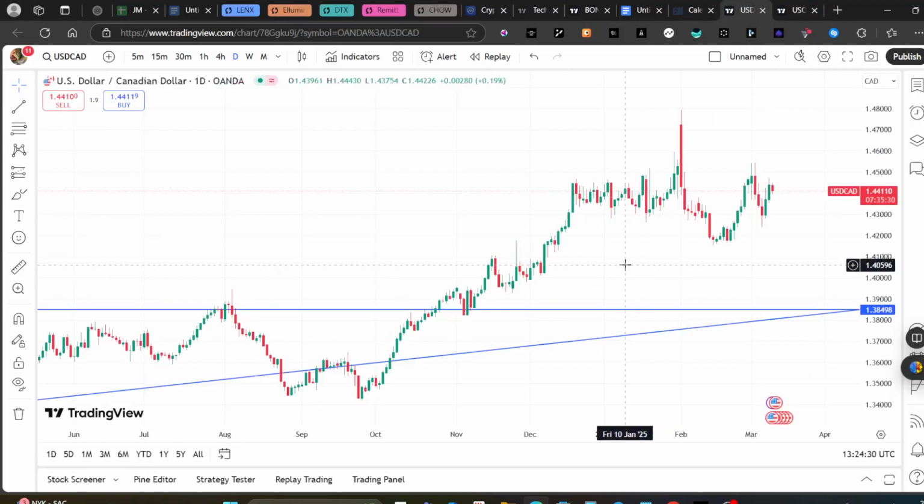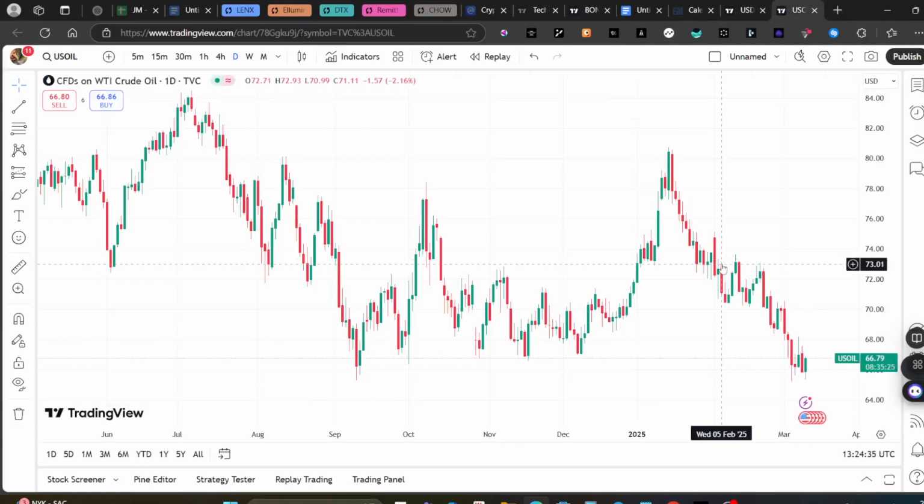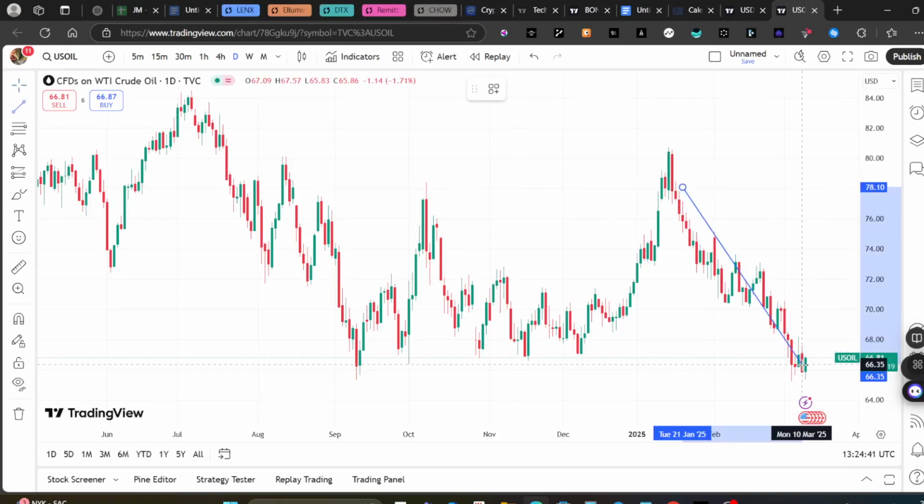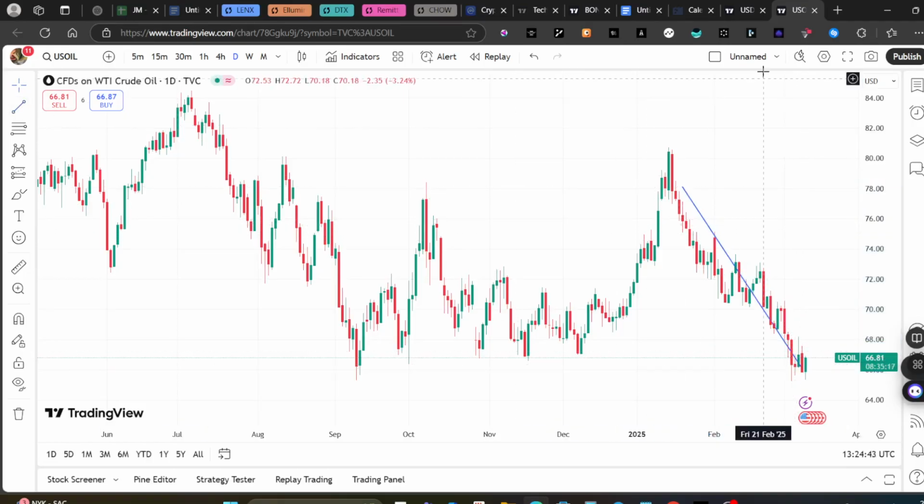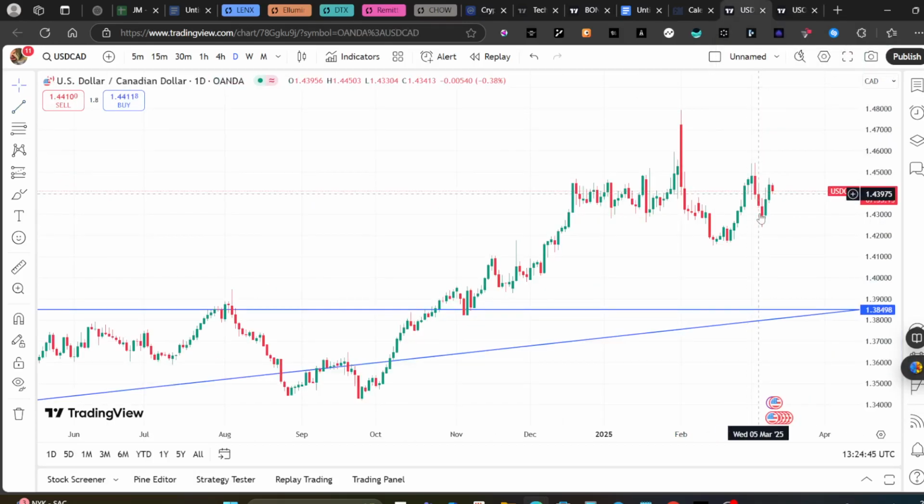So this is the USD against the CAD, right? And this is the WTI crude oil. On the other hand, when oil prices fall, like what we can see happening right now, the CAD usually weakens. You can see this is the US dollar against the Canadian dollar, and you can see that the CAD is currently weakened against the USD.